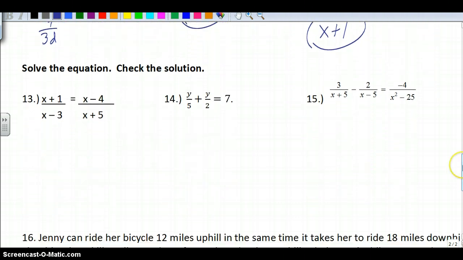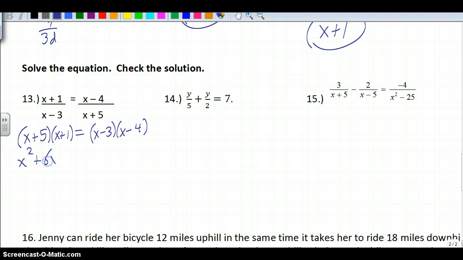Okay, 13, 14, 15 are all about solving the equations, okay? So to solve the equations, you can get common denominators, although in this case it's just as easy to cross multiply. So x plus 5 times x plus 1 equals x minus 3 times x minus 4. You can FOIL. If you do, you get x squared plus 6x plus 5 equals x squared minus 7x plus 12. You can check my work there if you want to. You can FOIL it out by hand. I'm just doing it for the sake of time.